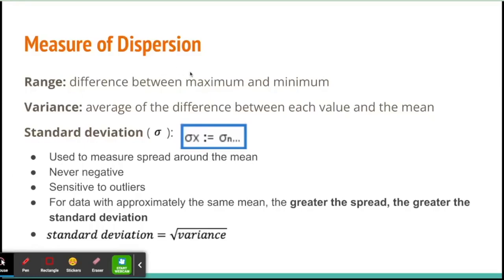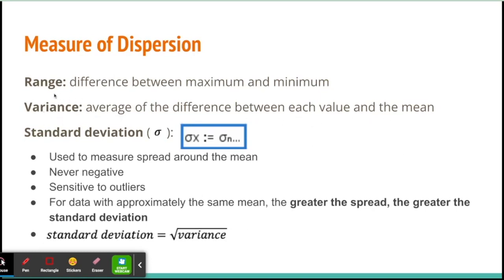Now that we feel comfortable with measures of central tendency, we're going to talk about measures of dispersion. These are how spread out our data points are. So the three measures of dispersion are range, variance, and standard deviation. Range is going to be the difference between our maximum and minimum. Variance is what we talk about as the average of the difference between each value and the mean.